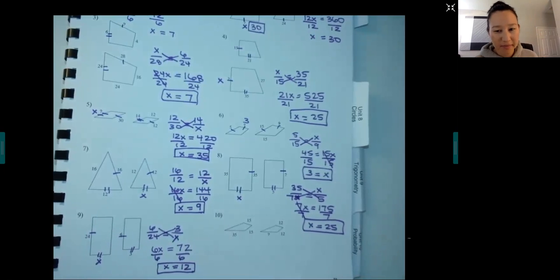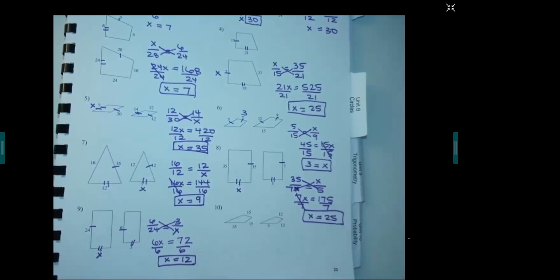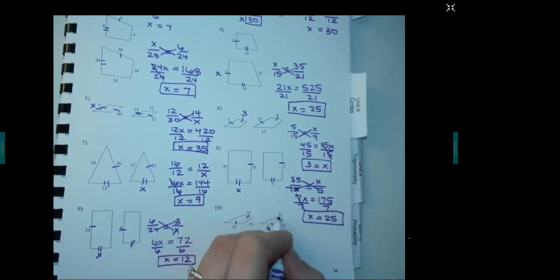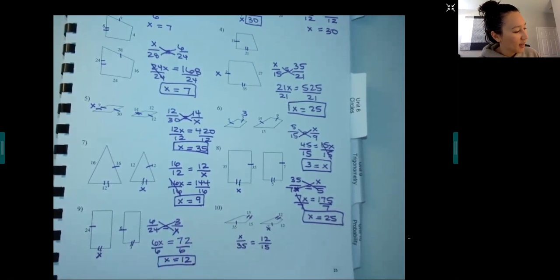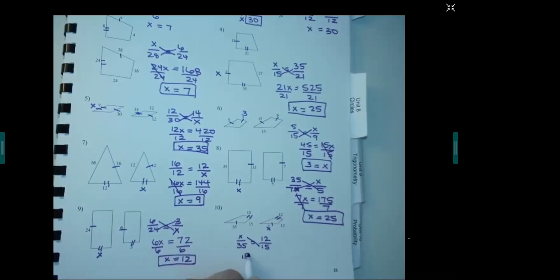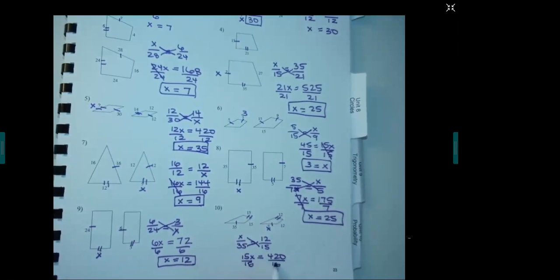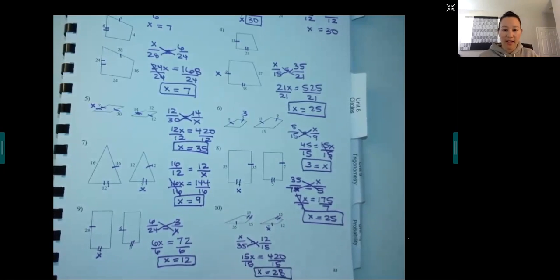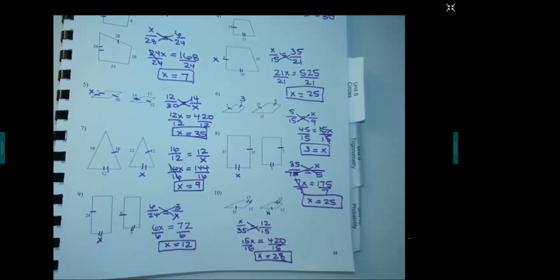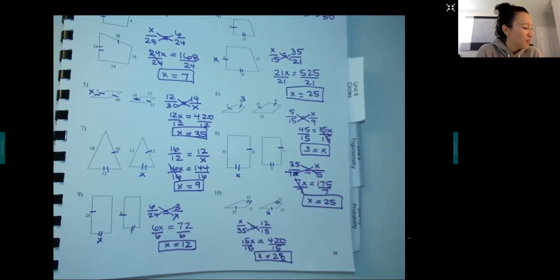For number 10, I did x over 35 and 12 over 15. Very good. Then I multiplied and got 15x equals 420. Good. Then I divided and got x equals 28. Perfect. Very good. I'll leave that up for a second before I flip to the next page, in case you're still copying. All right, guys, very good.